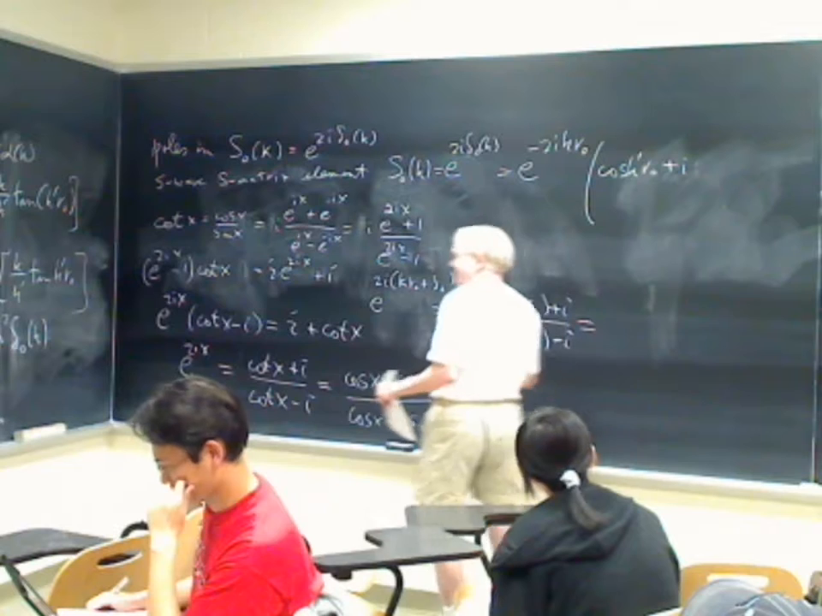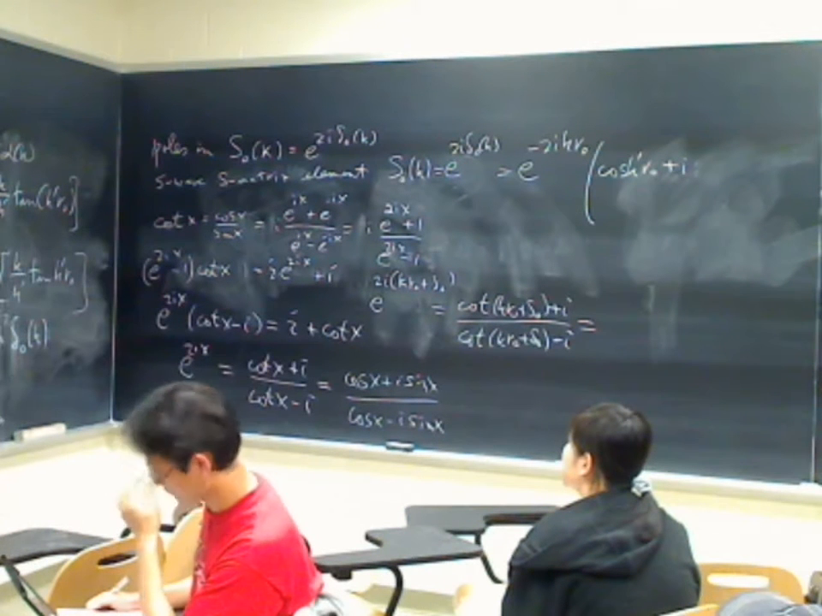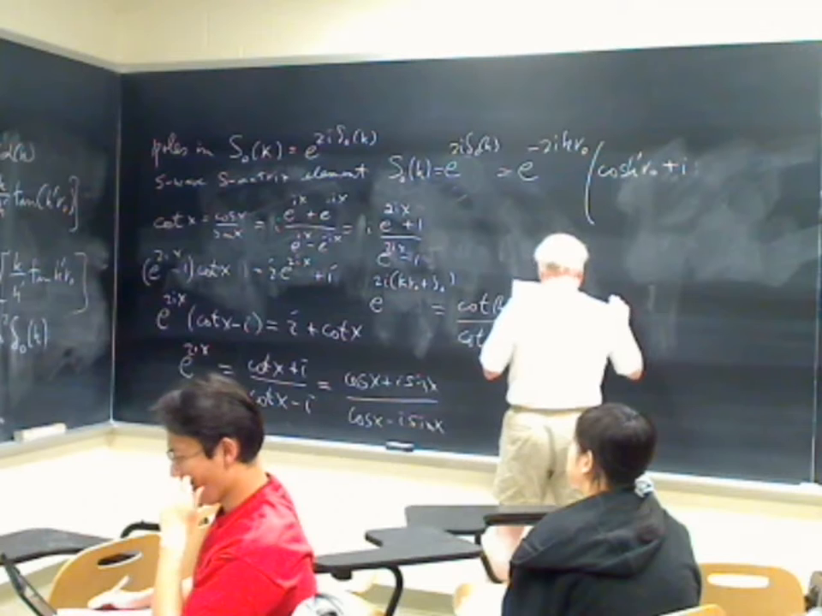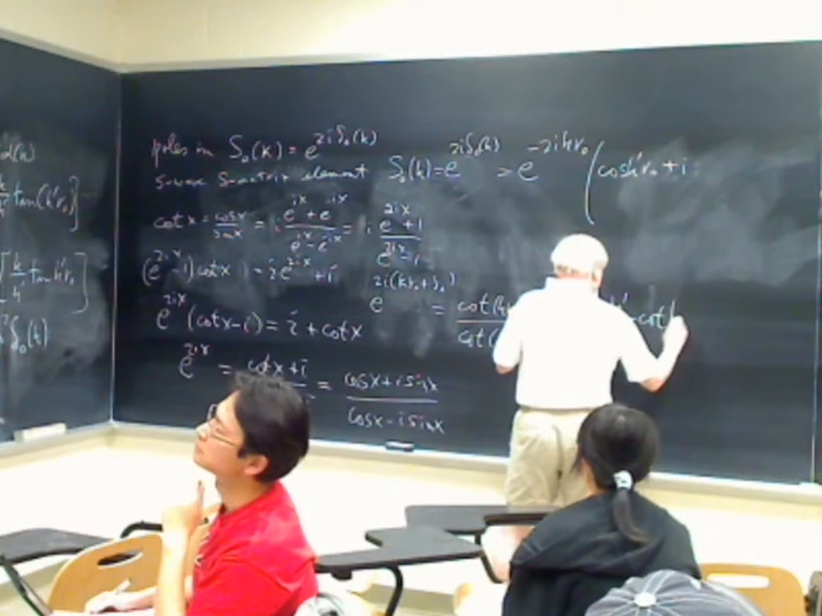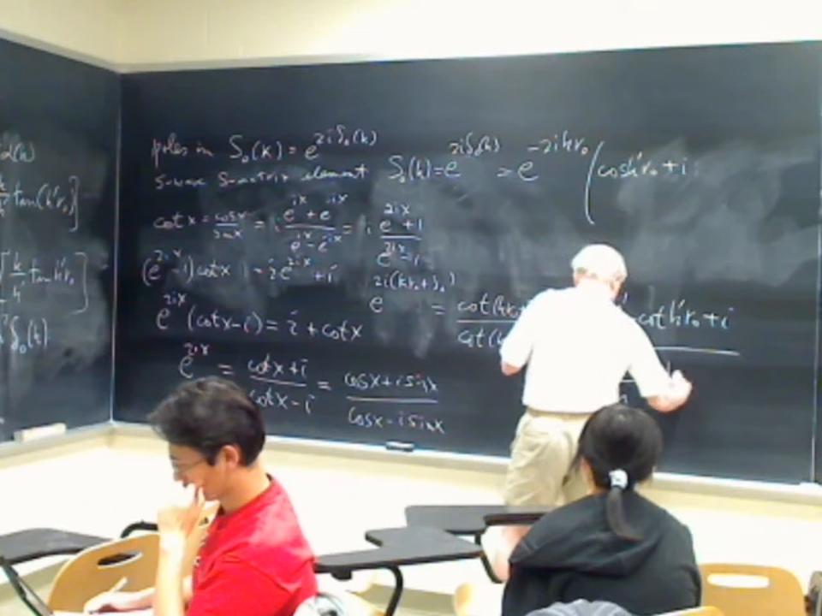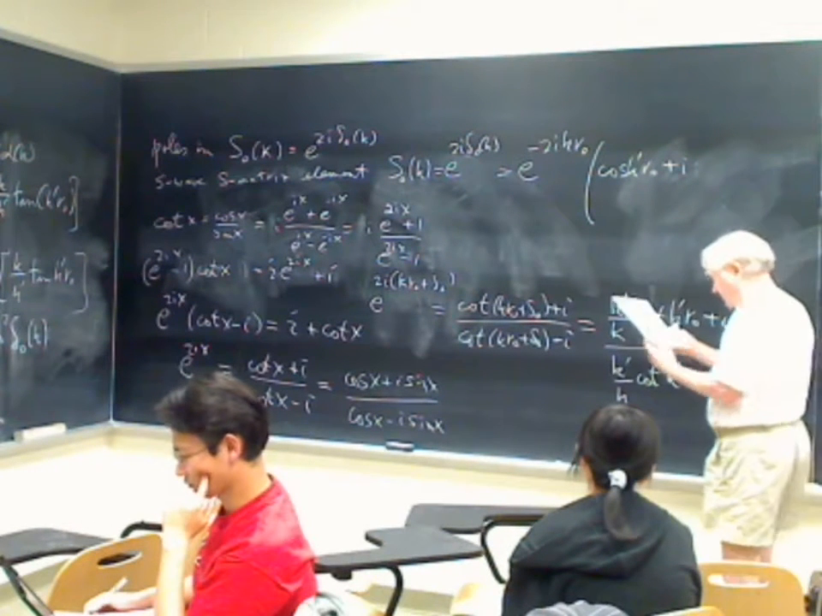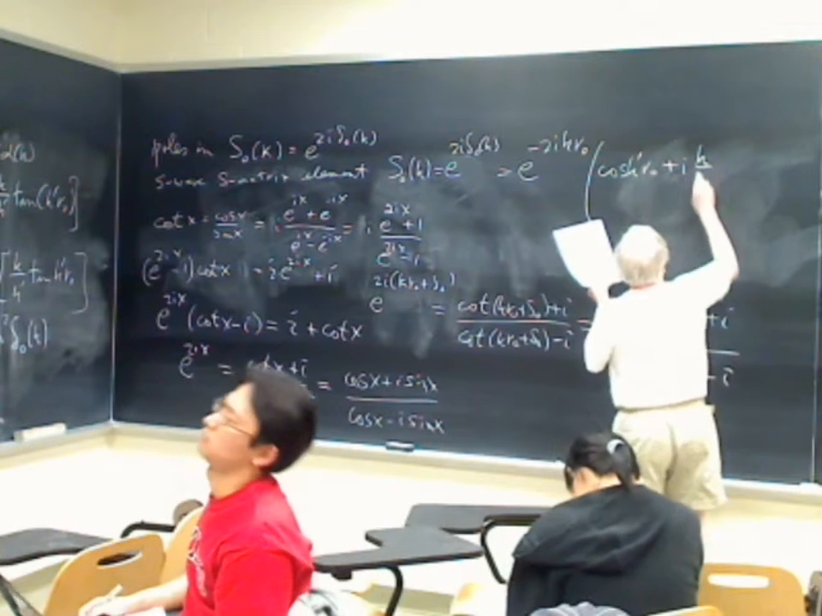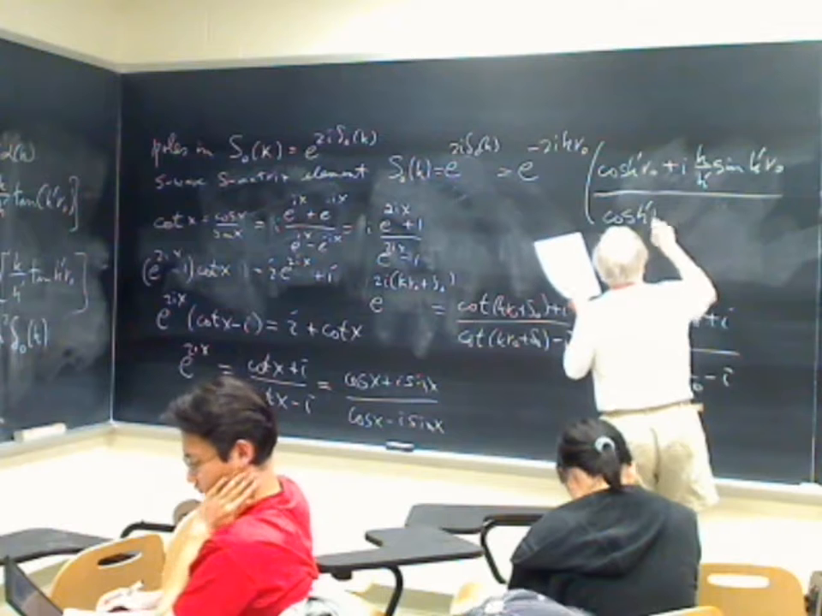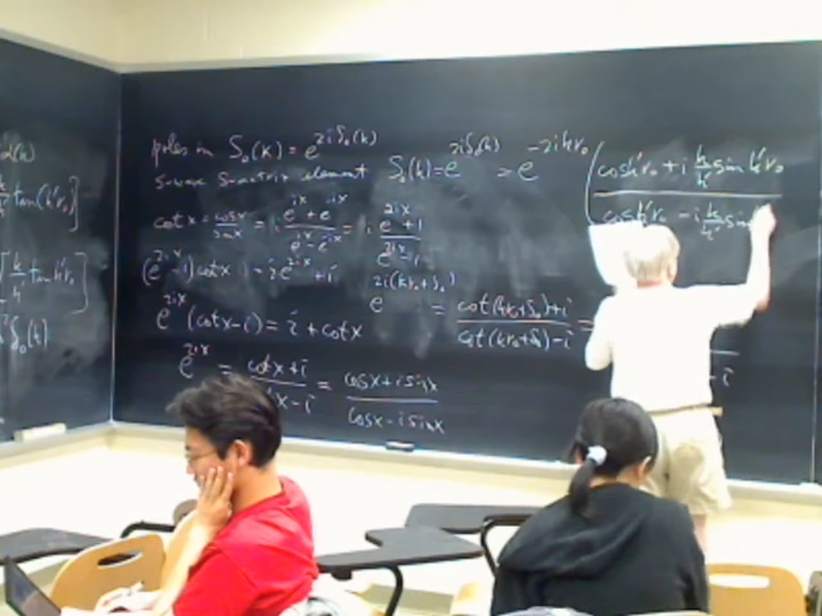Oh, but wait, we have one more. I skipped two steps. That's the problem. This cotangent k r 0 plus delta 0, multiplied by k, is equal to this stuff here. So we can rewrite that as k prime over k cotangent k prime r 0 plus i over k prime over k cotangent k prime r 0 minus i. And now, multiplying through by sines and cosines, we get this: plus i k over k prime sine k prime r 0 divided by cosine k prime r 0 minus i k over k prime sine k prime r 0.